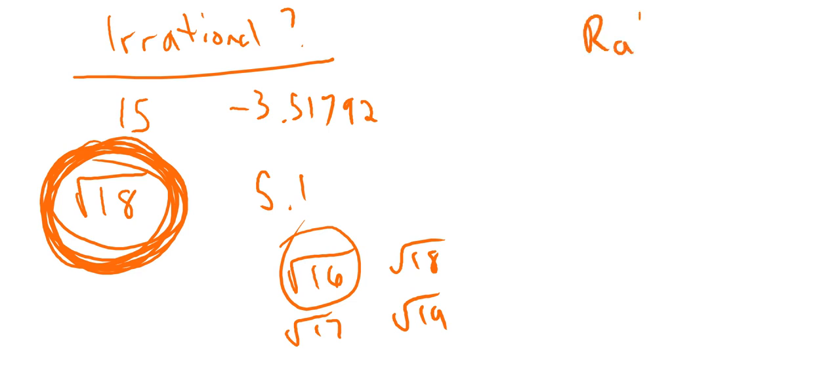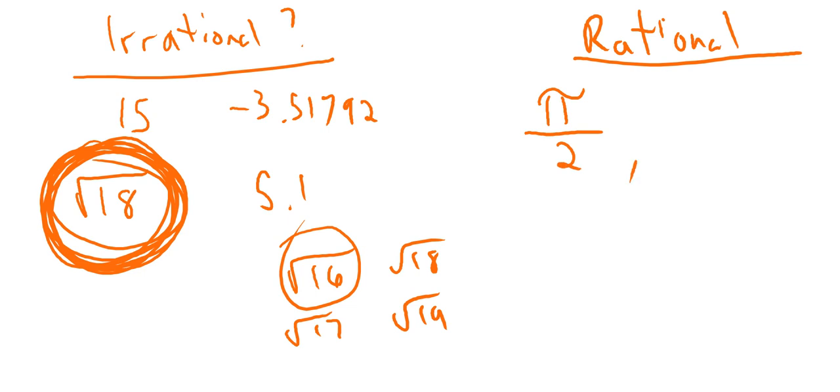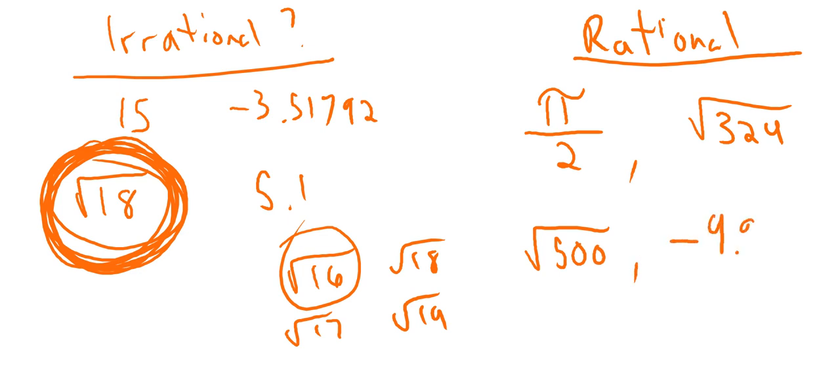Which of the following is rational? Pi over 2, square root of 324, square root of 500, and then negative 4.19 or 4.91725... That's a 4. Well, even if it was a 9, it doesn't really make a difference. Which one of those numbers is rational?